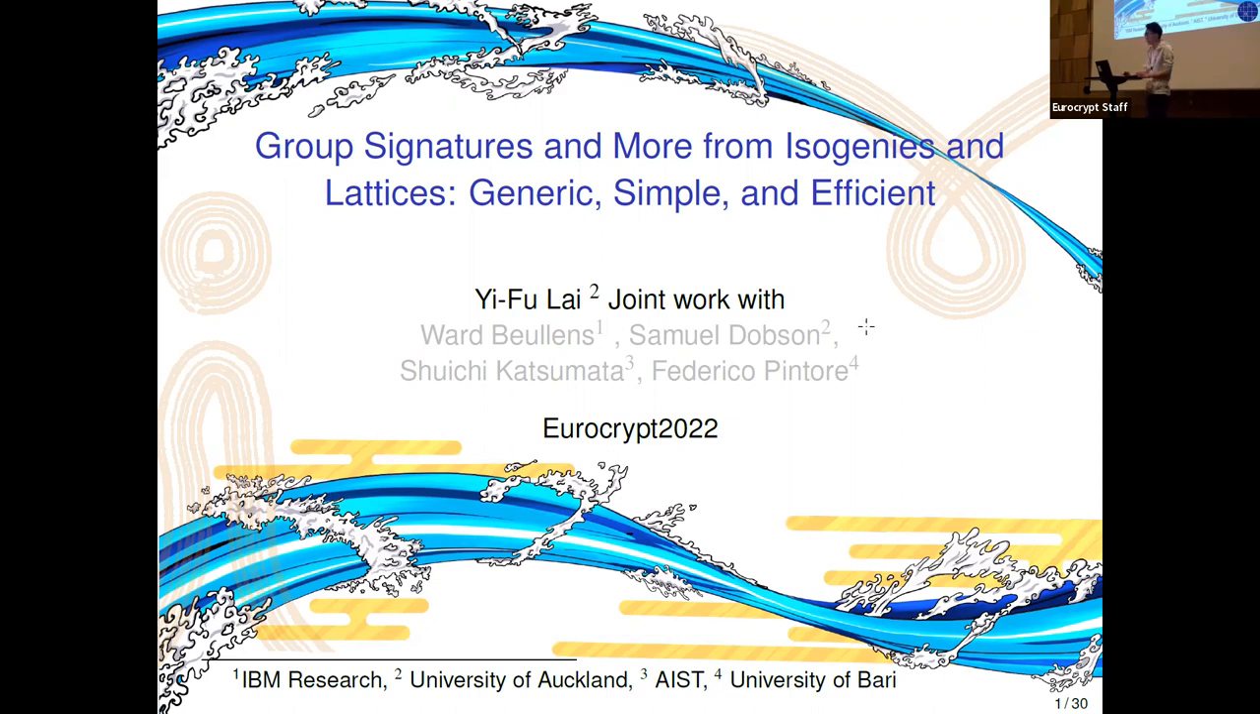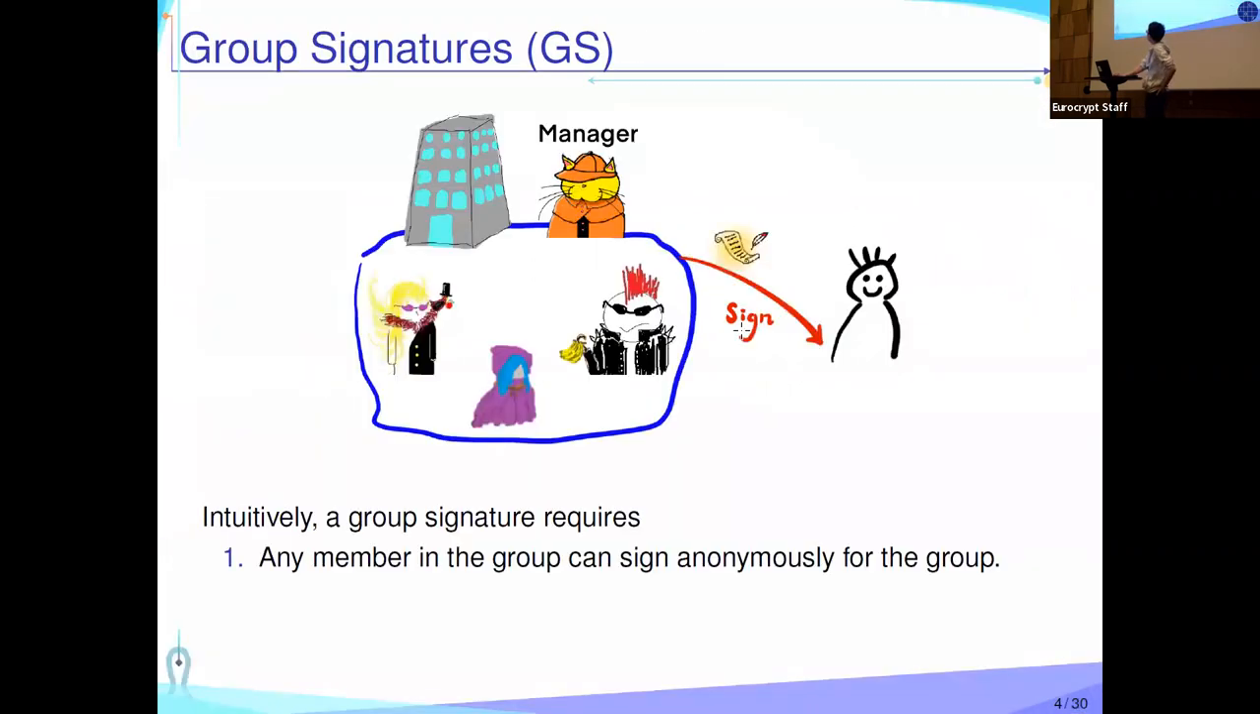Hey, everyone. I'm Yifu Lai. Today, I'm going to present this joint work with Ward Beullens, Samuel Dobson, Shuichi Katsumata, and Federico Pintore. Firstly, we talk about the idea of a group signature scheme.